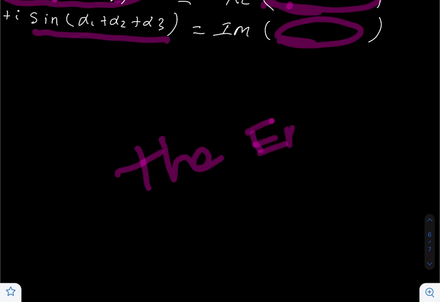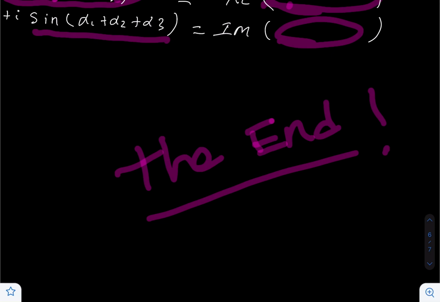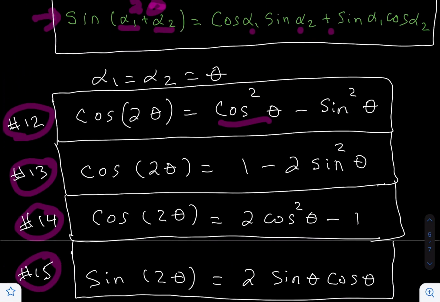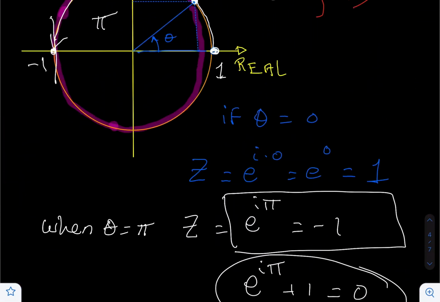All right, and by the way, this was the boring part about Euler's identity and how useful it is. Again, proving some sine cosine identities.